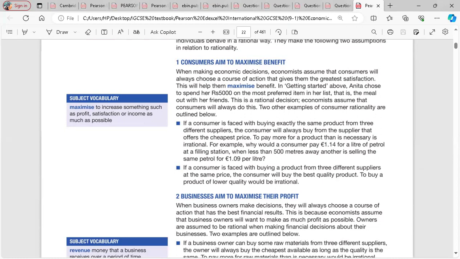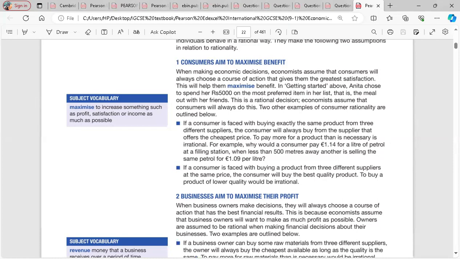In getting started above, Anita chooses to spend 5,000 on the most preferred item in her scale of preference, which is the meal out with her friend. This is a rational decision. Economists assume that consumers will always do this. Two examples of consumers' rationality are outlined below. So there's an individual here, Anita, who has made a decision about spending some time with friends. In as much as she's happy regarding that decision, it is rational.